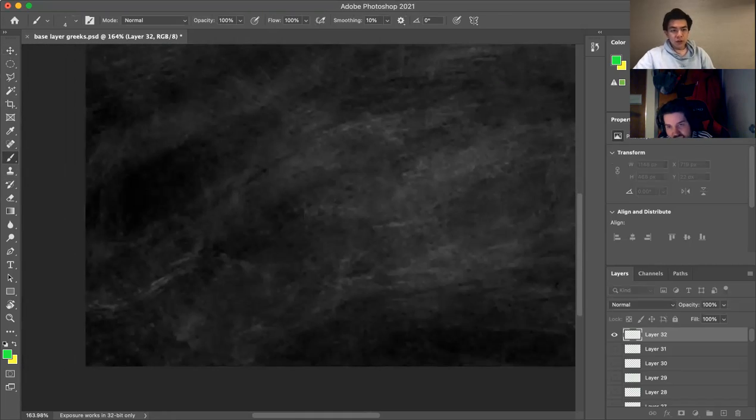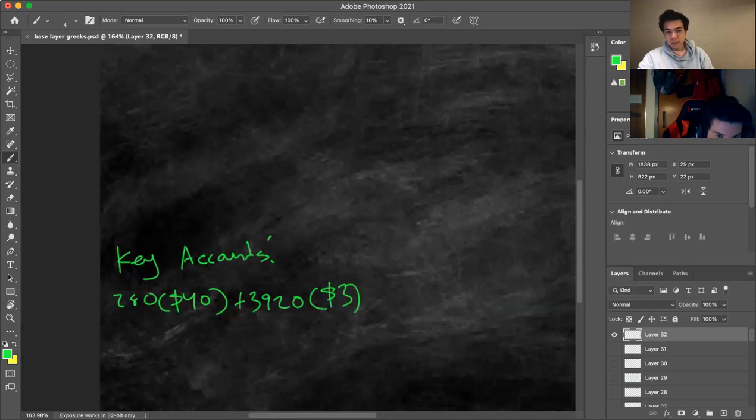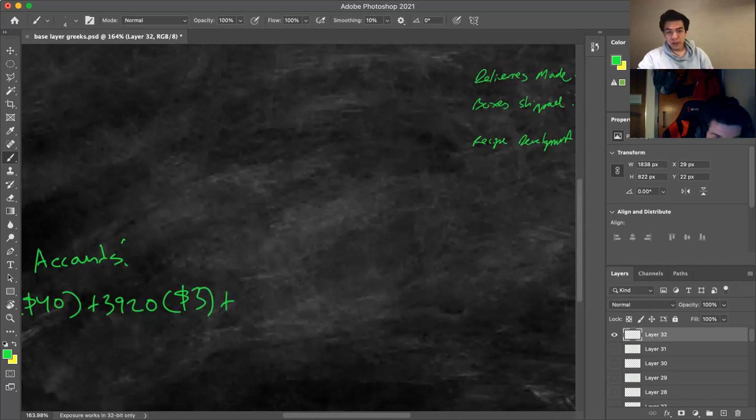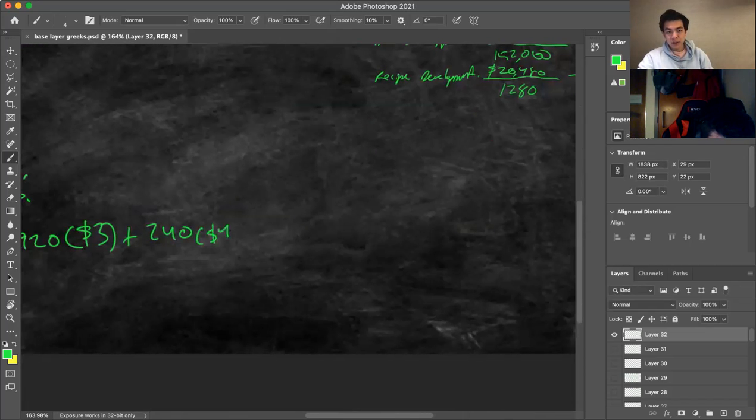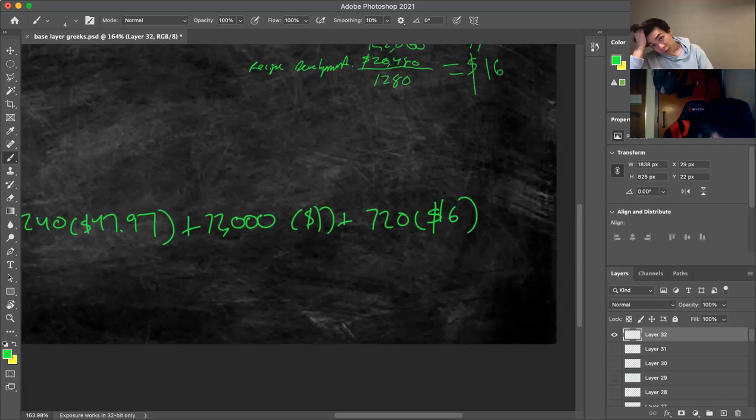For key accounts, we're going to do 280, which is the number of orders processed, times 40, because that's the cost per order we found in the last part, plus 3920 times $3, plus 240 times 47.97, plus 72,000 times 1, plus 720 times $16. And you understand what we're doing here?